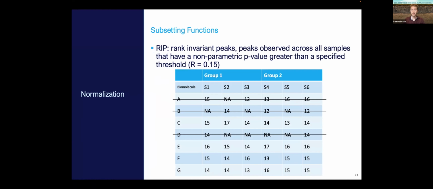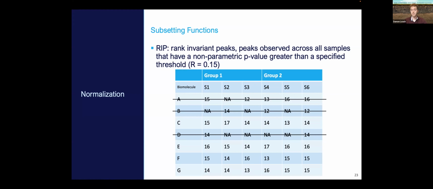So applying that Kruskal-Wallis test to the subsetting functions, we come to the rank invariant peaks, or RIP, function. This is where we're looking at peaks observed across all samples that have a non-parametric p-value greater than a specified threshold. Here we can specify that to be 0.15, which means that p-values above 0.15 are included in the subset, and those that are deemed too significant are not included. The first thing to note with this one is that missing values are not allowed, which means that biomolecules A, B, and D are immediately excluded from being subset because they have missing values.